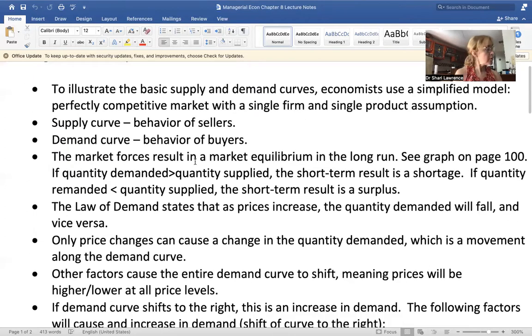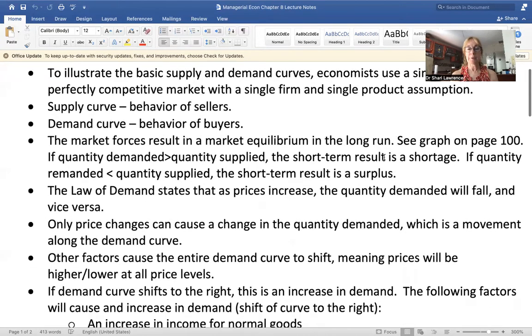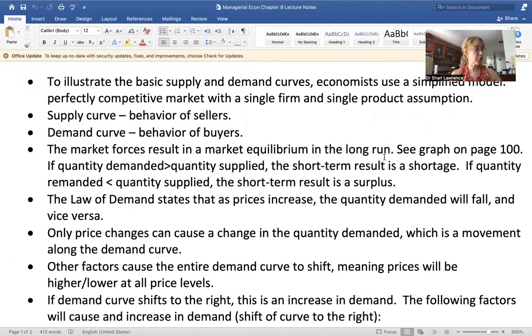All right, so let's first look at how market forces will result in a market equilibrium in the long run. This is the graph on page 100. But let's back up for a second, and I'm going to stop sharing the screen. First we're going to look at the demand curve, which is the graph on page 98, and take a look at this demand curve.